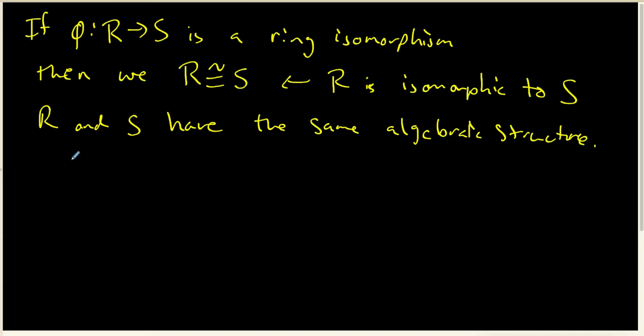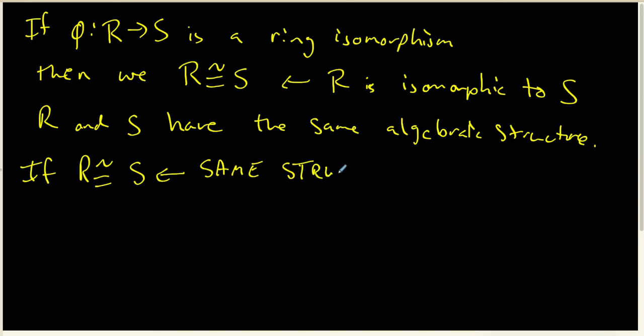So when two rings are isomorphic, if R is isomorphic to S, what this basically means is that we have the same kind of structure with different names. So we have different names for the elements.